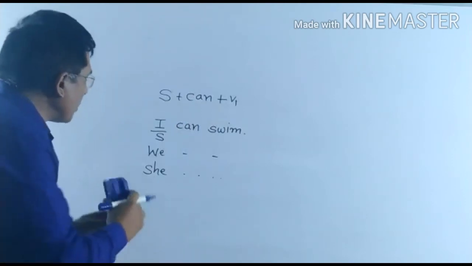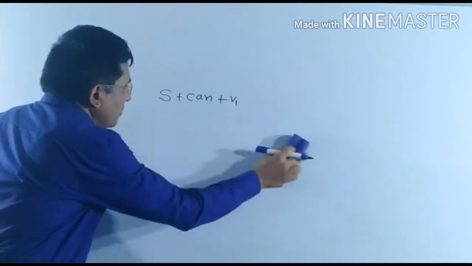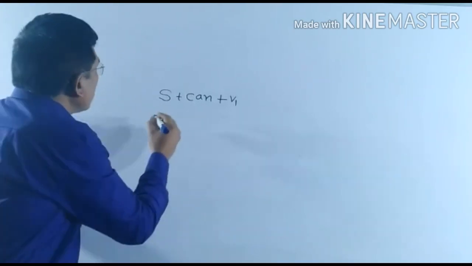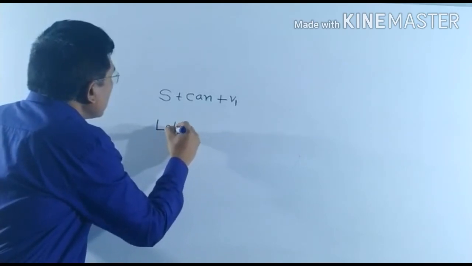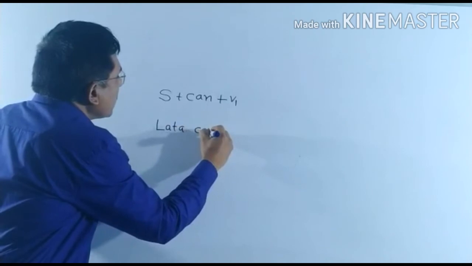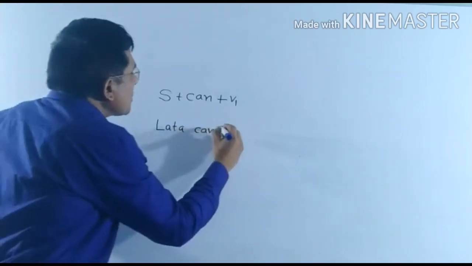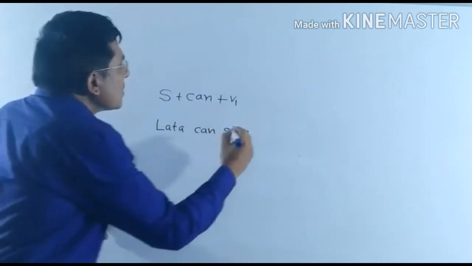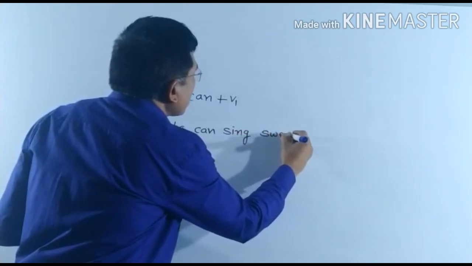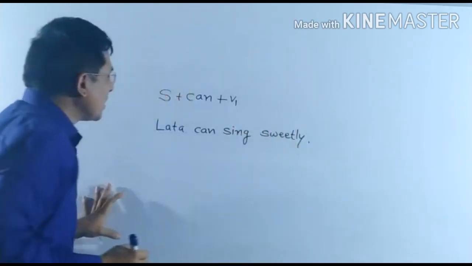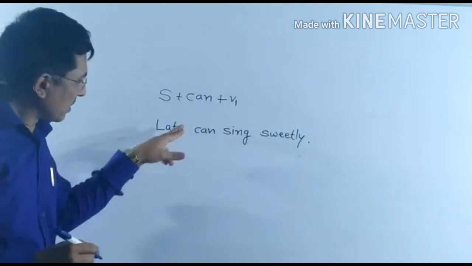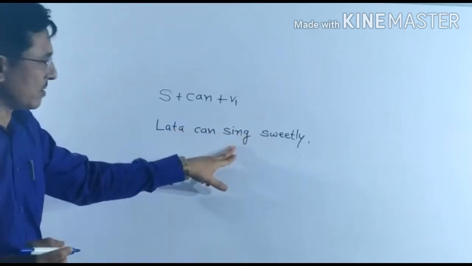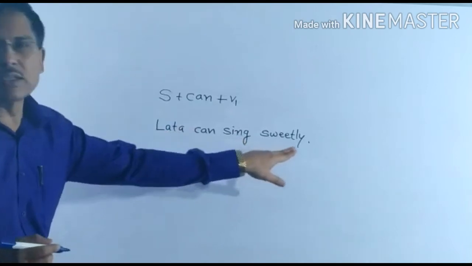Let's take one more example. Let's take proper noun in the beginning. Lata can. Base form sing. Lata can sing sweetly. So here our sentence is ready. First take subject, then can, base form, and other words if we need. Lata can sing sweetly.